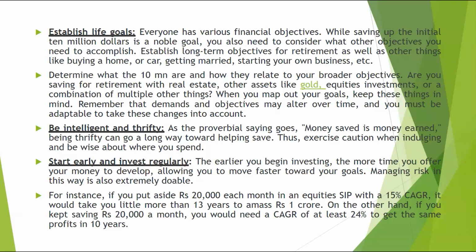For instance, if you put aside ₹20,000 each month in an equity SIP with a 15% CAGR, or growth rate, it would take you a little more than 13 years to amass ₹1 crore. On the other hand, if you keep saving ₹20,000 a month, you will need a CAGR of at least 24% to get the same profits in 10 years.